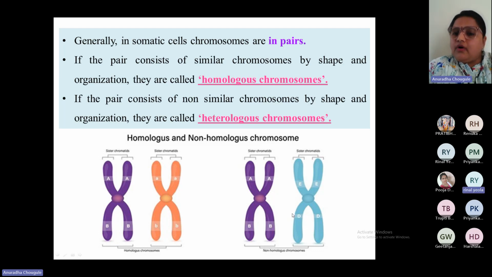In the case of heterologous chromosomes, the genes present on the chromosomes are not similar. For example, if you consider allele A here, and here there is allele E, and here B, and here D, the organization of the genes is different. The shape may be similar here, but it may also be smaller; there is variation in shape also. That is called heterologous chromosomes.